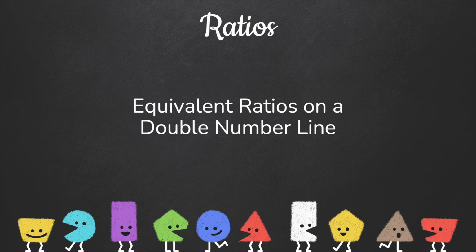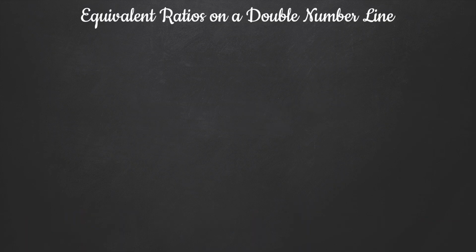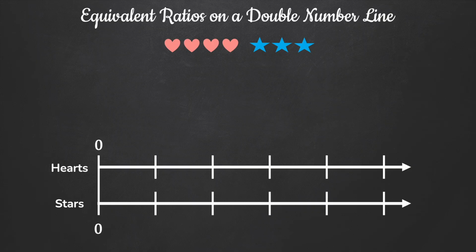Hello, mathematicians. Today we're going to be learning about ratios, more specifically about equivalent ratios on a double number line. So here we have a ratio of 4 hearts to 3 stars, and underneath that we have a double number line. Our double number line is exactly as the name says, 2 number lines, one for hearts and one for stars. And the double number line shows the relationship between the hearts and the stars.